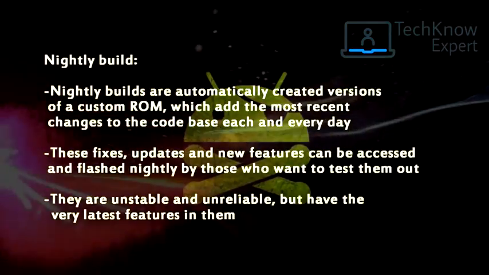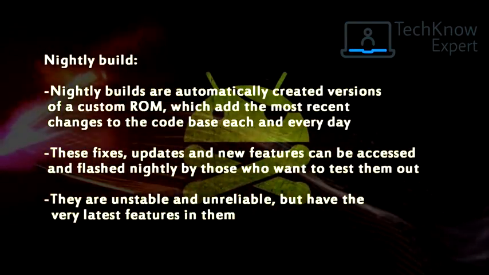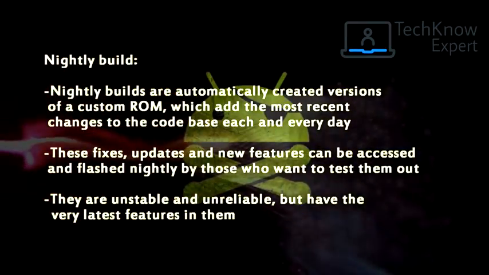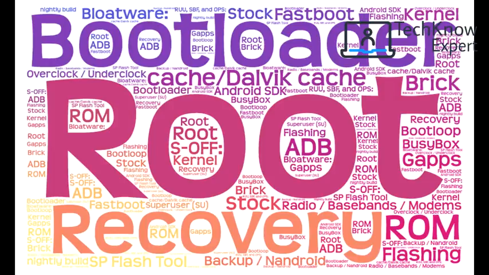They are typically referred to as the bleeding edge because they are unstable and unreliable, but they have the very latest features in them. For this reason, they are not recommended for beginners. So these are the Android terms you want to know when you root your mobile phone.